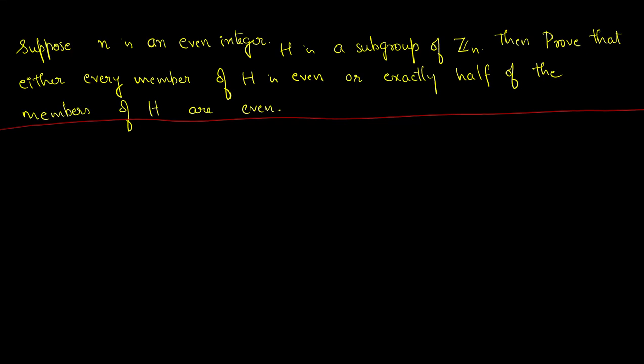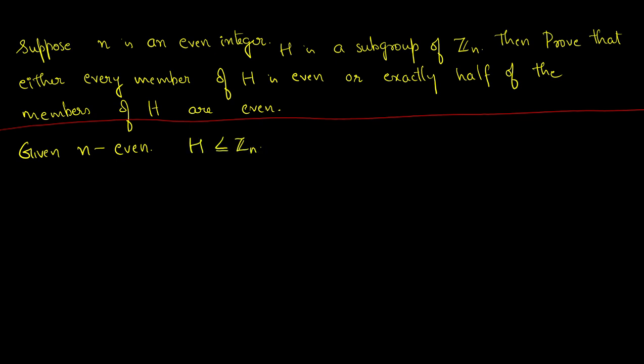Hello everyone. Here we are given that suppose n is an even integer and H is a subgroup of Zn. Then we are asked to prove that either every element of H is even or exactly half of the members of H are even. Okay. So given n is even. And for every n we know that we can consider Zn. And consider a subgroup H of Zn.